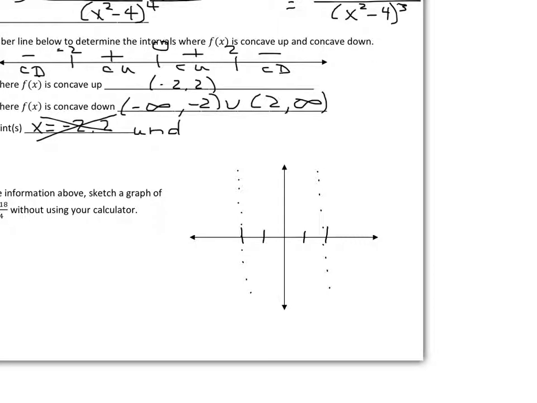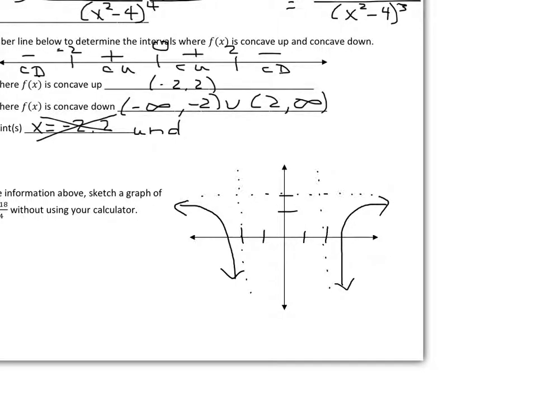We know we have a horizontal asymptote at y equals 2. I know that before -2, on the left side of -2, this function is decreasing and concave down. On the right side of +2, I know it is increasing and still concave down. The interesting thing is what happens in the middle.